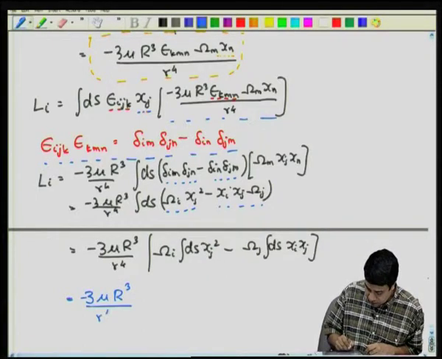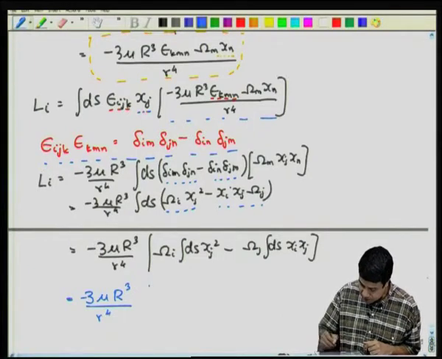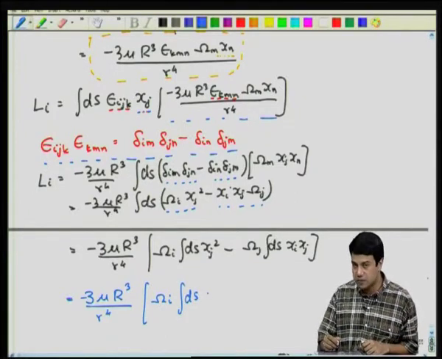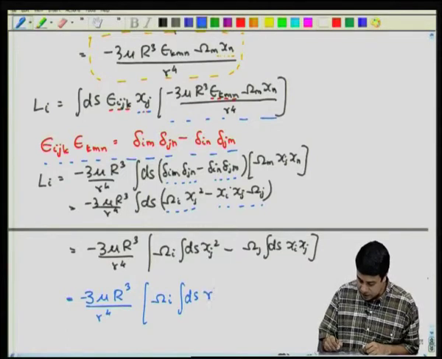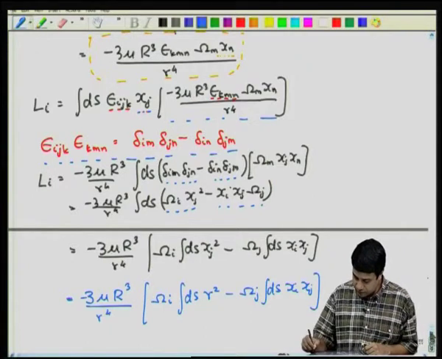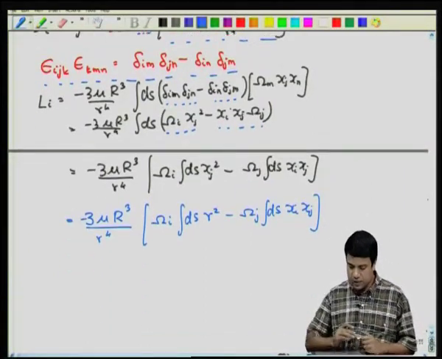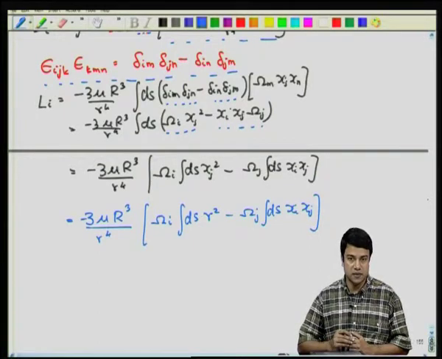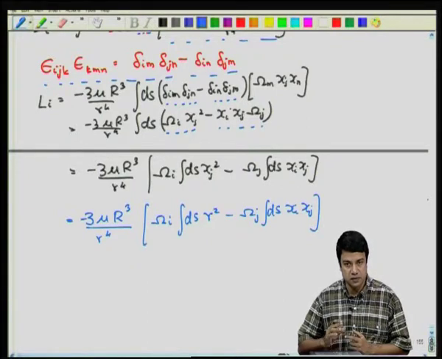I should have a surface integral here, into omega i integral dS. x j square is just r square, minus omega j integral dS x i x j. The integral dS of x j square is just equal to the surface area times r square, because r is just the distance from the origin to the surface of the sphere.